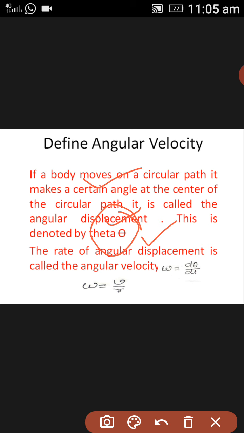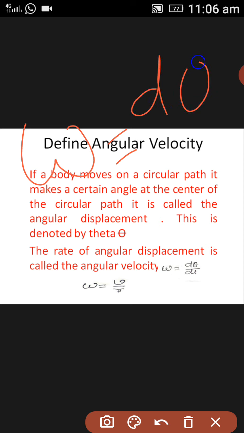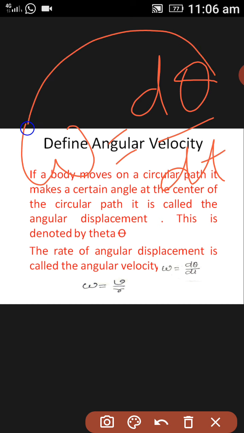And if the rate of this angular displacement is taken, then it will be angular velocity denoted by omega. Omega, not w. Then omega is equal to d theta by dt. This is the rate of change in angular displacement.